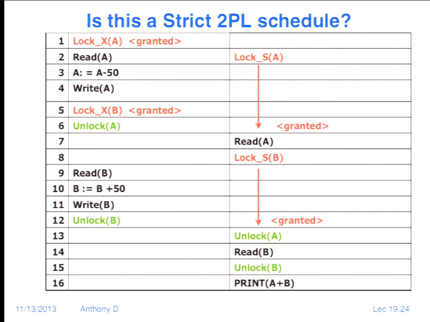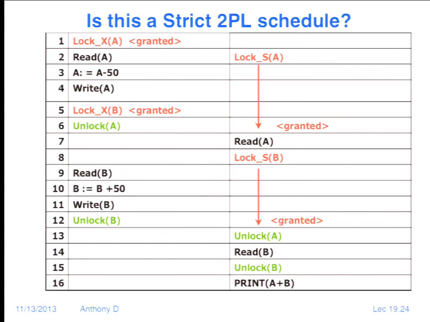All right, so now let's look at this schedule and check whether this is a strict two-phase locking schedule. Transaction one is acquiring an exclusive lock on A again. Then it grabs the B lock before it releases its A lock. And that's the answer there, actually. Anyway, it releases the final lock down here. Is that strict two-phase locking? No. Because we unlocked A early, this is not strict two-phase locking.